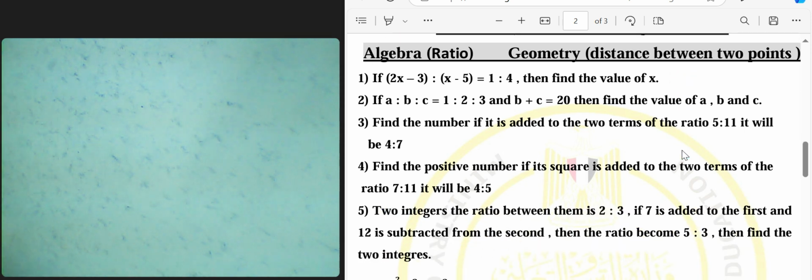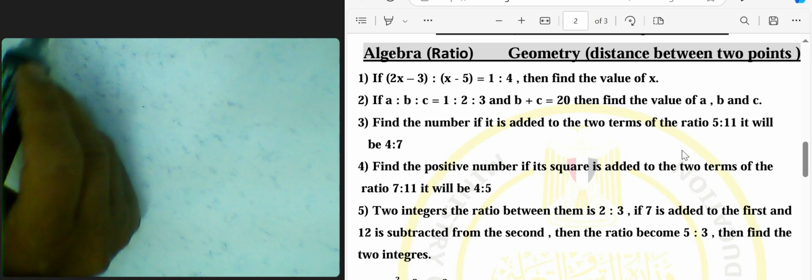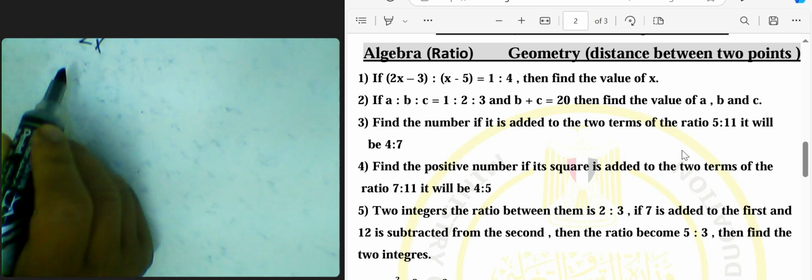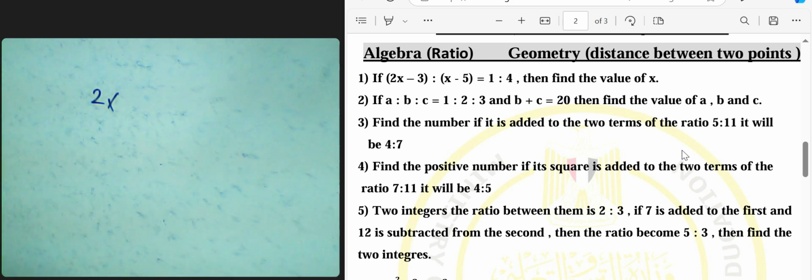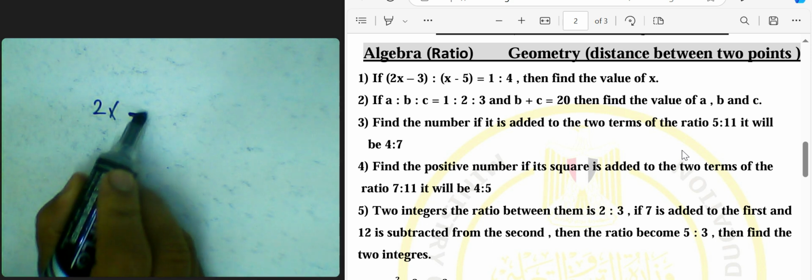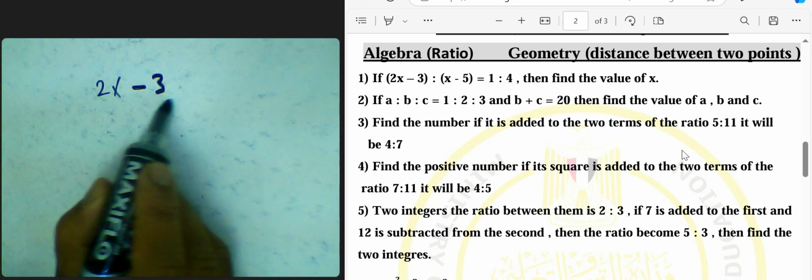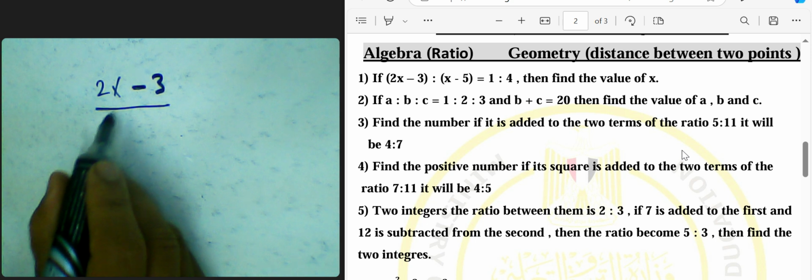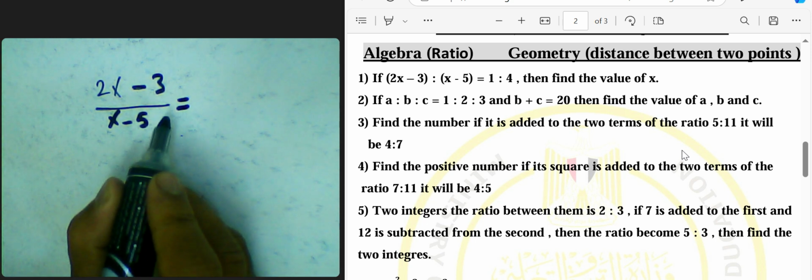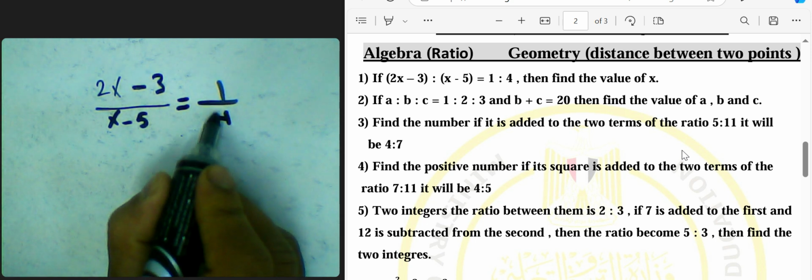If (2x minus 3) over (x minus 5) equals 1 over 4, then find the value of x. In this example, to find the value of x, we must use the rule: the product of extremes equals the product of means. We have 2x minus 3 over x minus 5 equals 1 over 4.